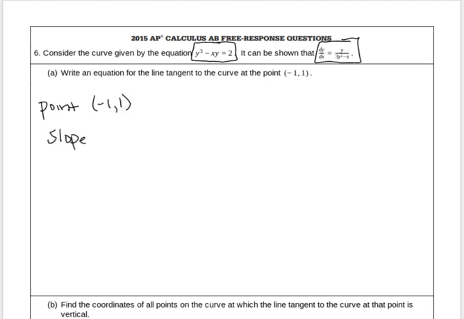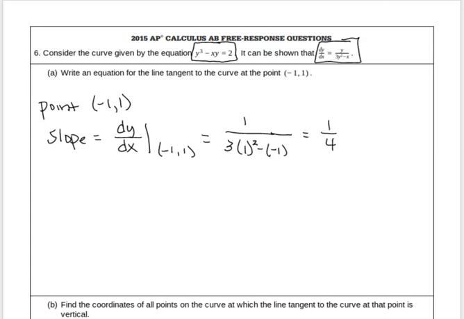And the slope of the tangent line is just the derivative evaluated at that point. So we're going to plug negative 1, 1 into our differential equation here. So it's 1 over 3 times 1 squared minus negative 1. And so we get 1/4 for our slope. So the equation of the tangent line is going to be y minus 1 equals 1/4 times x plus 1.